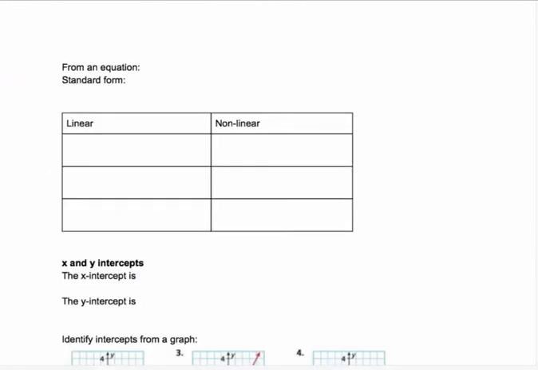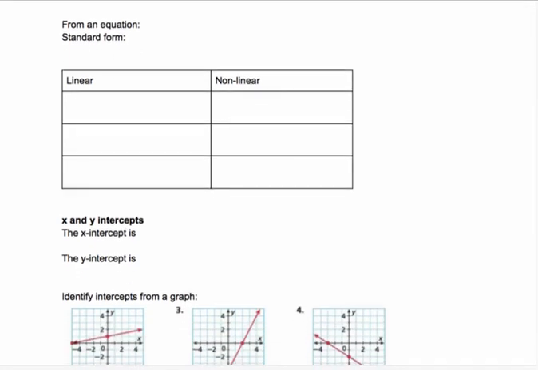All right, so now let's look at it from an equation. How do we determine if it is linear from an equation? Well, the first thing we need to look at is what is the standard form of a linear function? Standard form is ax plus by equals c. A and b cannot equal 0. Okay, that is standard form.